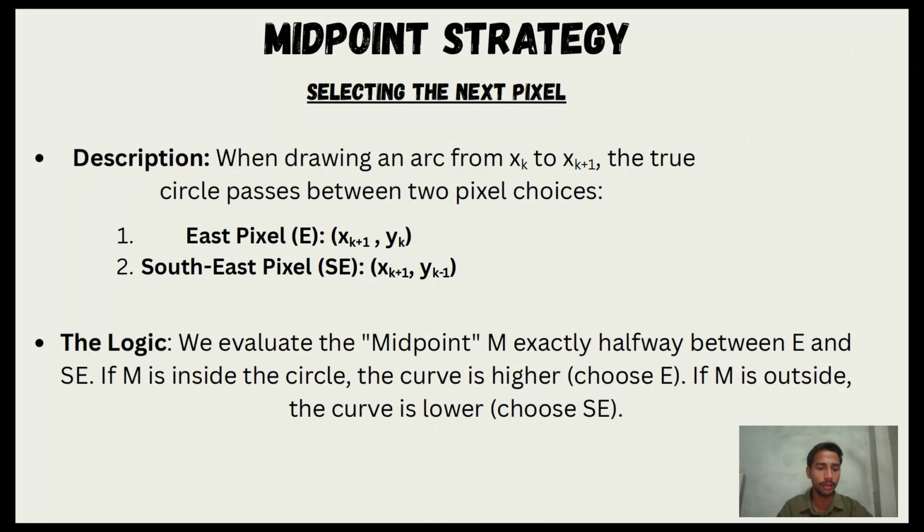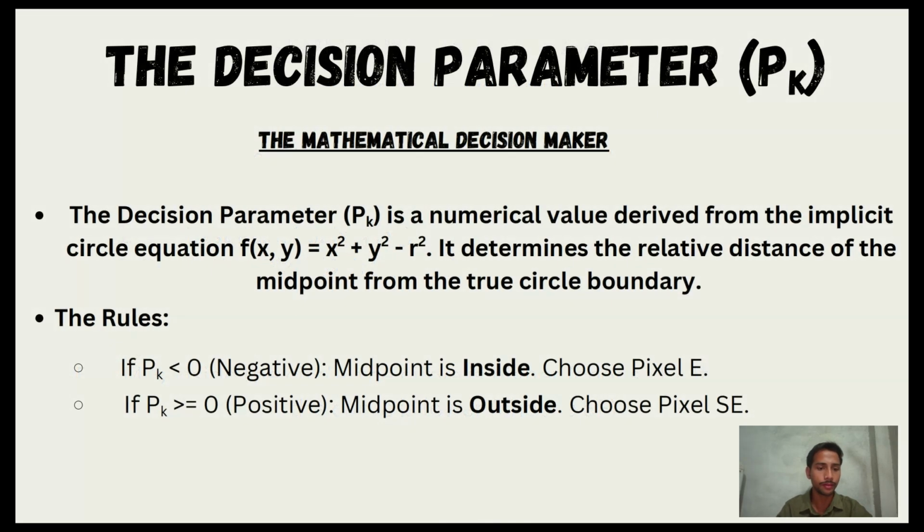Moving on to the next slide, which is the decision parameter. To make the decision mathematically, we use something called the decision parameter, which is denoted by p of k. This value comes from the circle equation, which is x square plus y square minus r square. It acts like a test to tell us where that midpoint lies relative to the boundary. Here are the rules we follow.